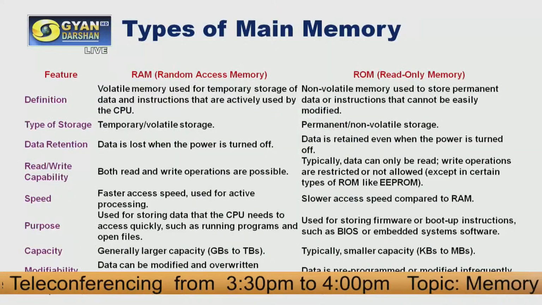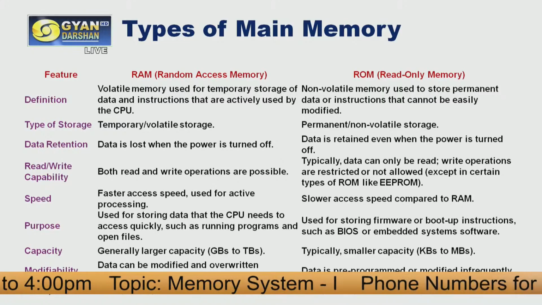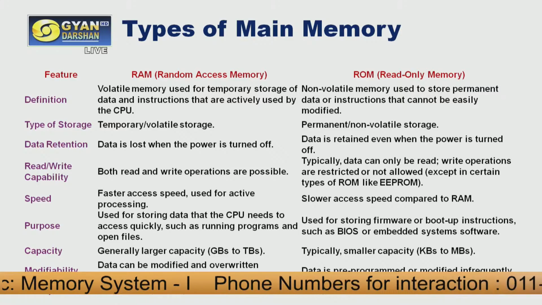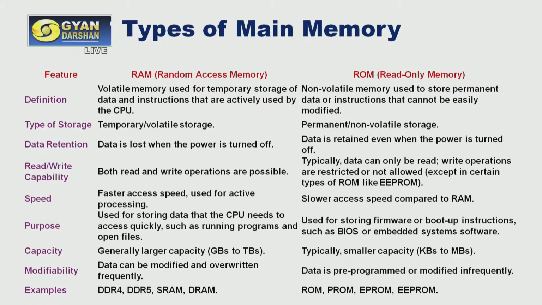So broadly we can compare random access memory and read-only memory on the basis of data retention, type of storage, read and write capability, speed, purpose, and capacity. So far as the type of storage of random access memory is concerned, it is temporary and volatile, but read-only memory is permanent and non-volatile storage. First and foremost, you need to understand that random access memory is volatile memory, which is used for the temporary storage of data.